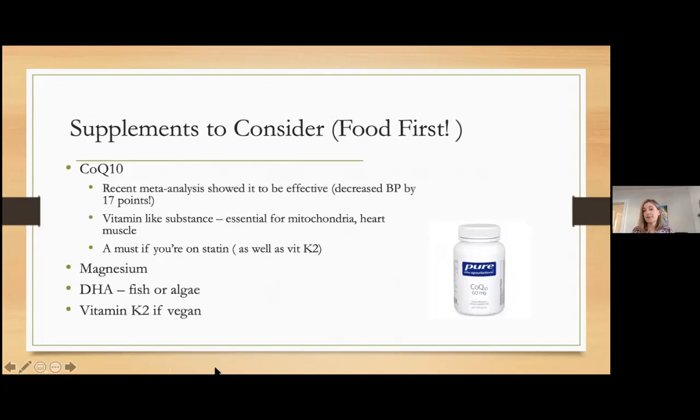I always like to say food first, but some supplements to consider is coenzyme Q10. It can help decrease blood pressure a little bit. If you're on a statin, something like Lipitor, you do want to make sure that you're taking coenzyme Q10 as a supplement, because statins block some of your body's production of this. Magnesium can help decrease blood pressure, can be very relaxing before you go to bed.